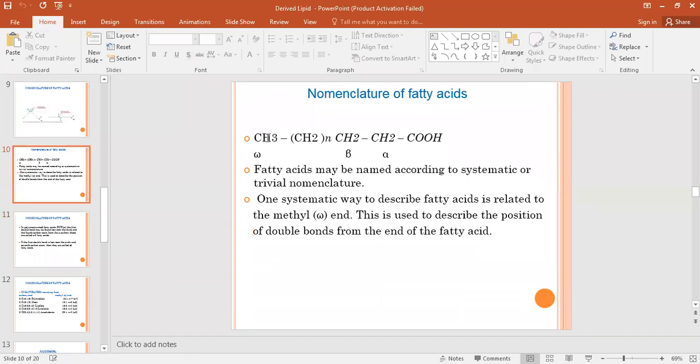In this nomenclature, the first double bond nearest to the omega end is mentioned as omega-3 or omega-6. If the double bond is at the 3 position, then the fatty acid is known as omega-3. If the first double bond from the omega side is present at 9, then it is known as omega-9.